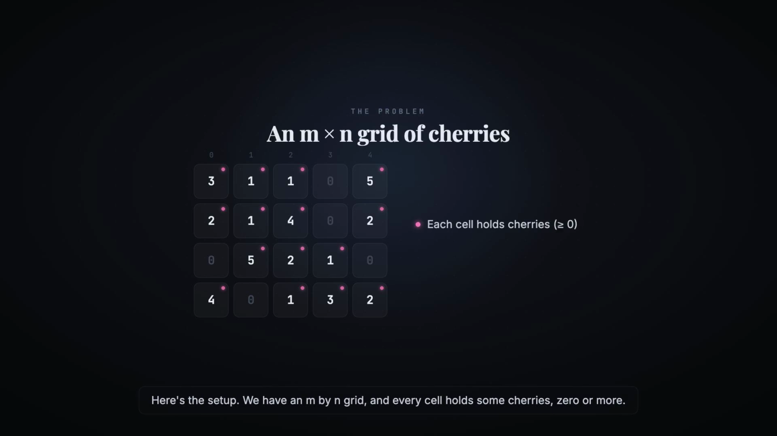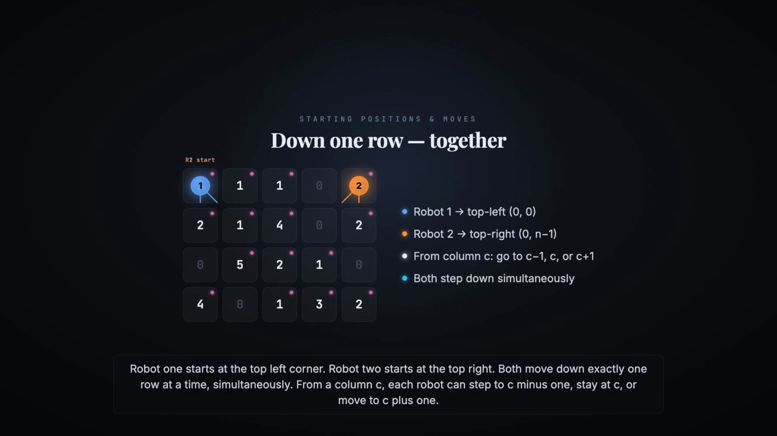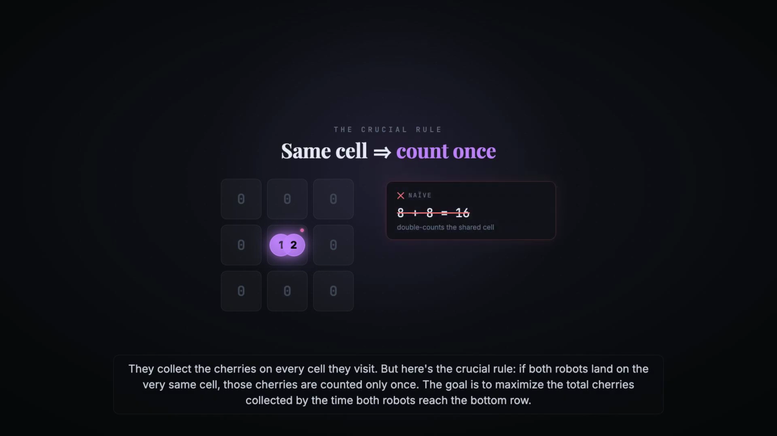Here's the setup. We have an M by N grid, and every cell holds some cherries, 0 or more. Robot 1 starts at the top left corner, Robot 2 starts at the top right. Both move down exactly one row at a time, simultaneously. From a column C, each robot can step to C-1, stay at C, or move to C+1. They collect the cherries on every cell they visit.